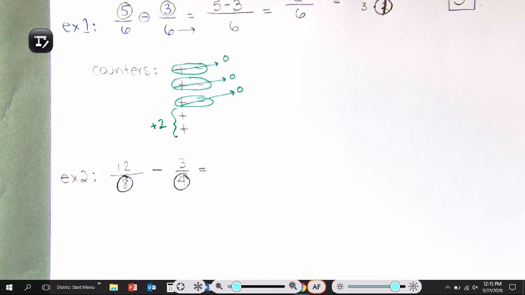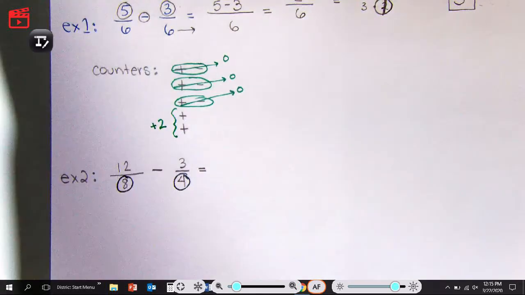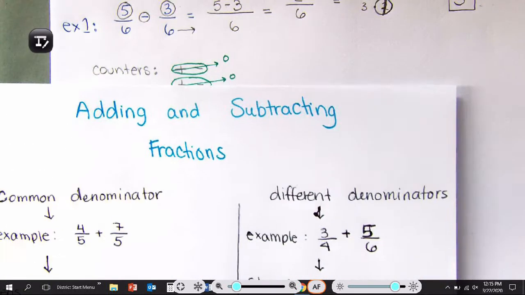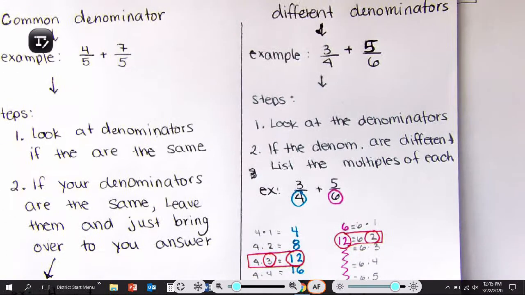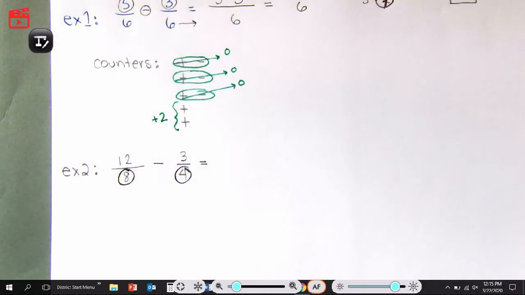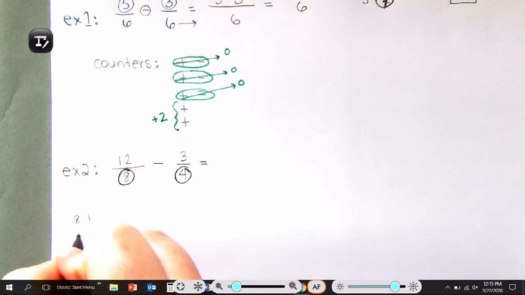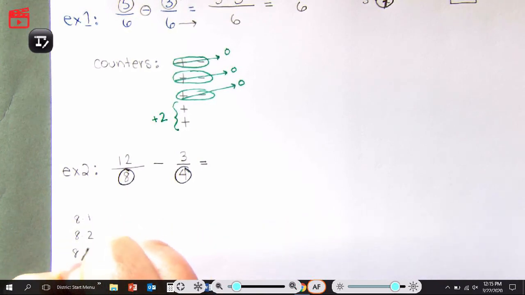So I'm looking at the right-hand side of my notes again. If you haven't already, go ahead and head over there and look at our steps here. That's what I'm following. So step number 1 is look at the denominators. Step number 2 is if the denominators are different, list the multiples of each. So I'm going to start with 8. So I'm going to say 8 times 1, 8 times 2, 8 times 3, 8 times 4.